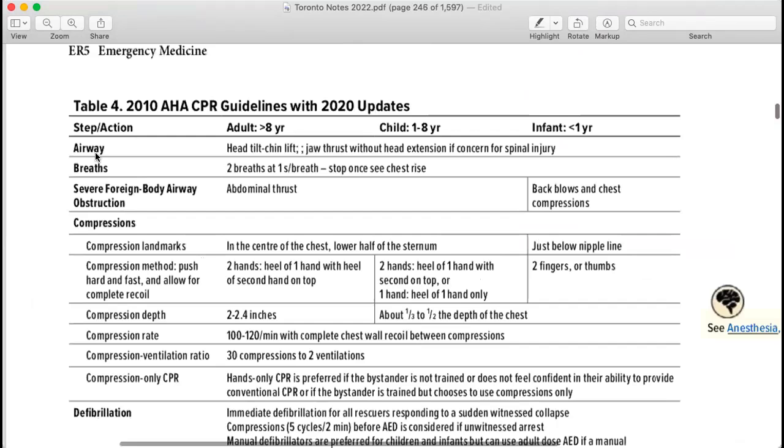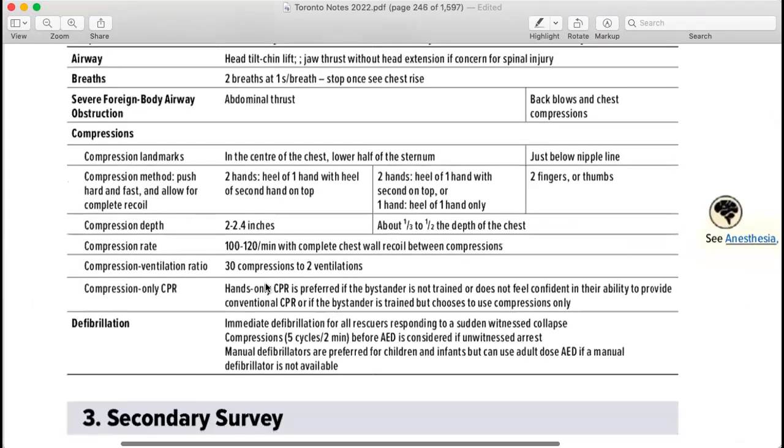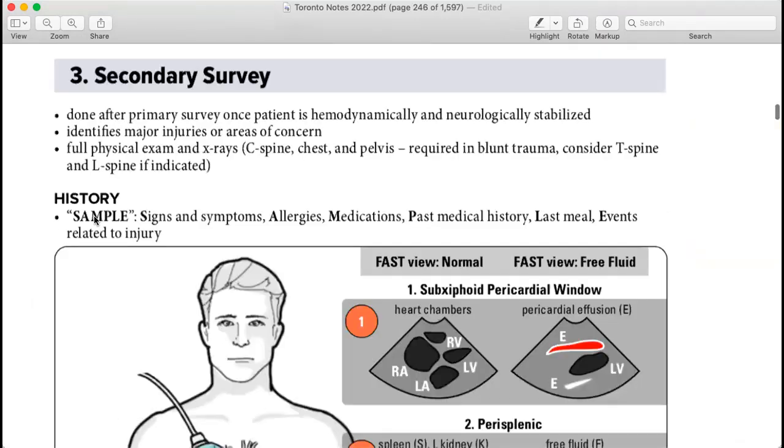So you can just read this one. You are going to give this, how you are going to do the resuscitation. Just give it a read. Otherwise, it's fine. Secondary survey, you're going to start with the history. History questions are SAMPLE: signs and symptoms, allergies, medication, past medical history, last meal, events related to the injury.